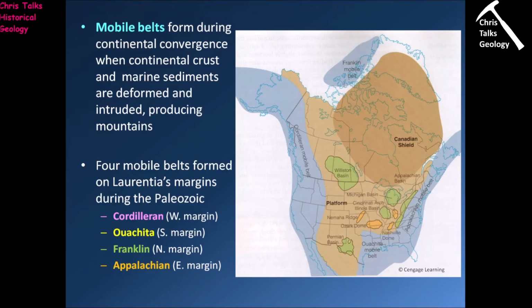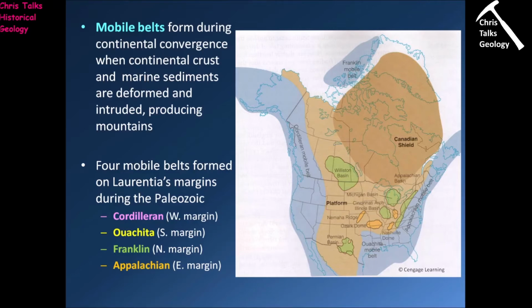So the next thing we need to think about are mobile belts. Mobile belts form during continental convergence, so convergent plate tectonics. They're produced by the deformation of continental crust and marine sediments during convergent plate tectonics. There's also going to be a certain amount of intrusive action going on as well, which tends to be more associated with convergent plate tectonics involving subduction.